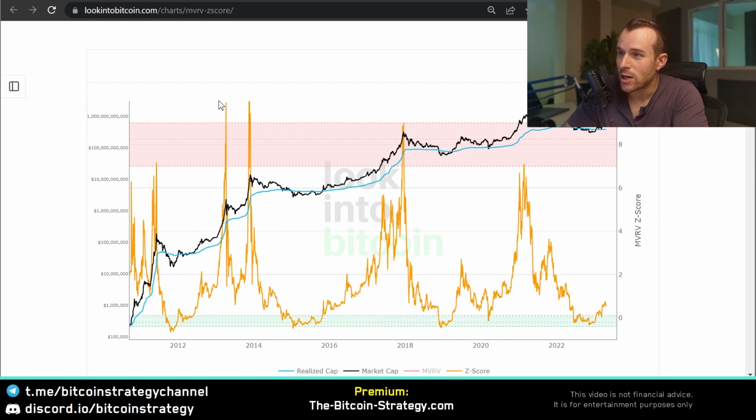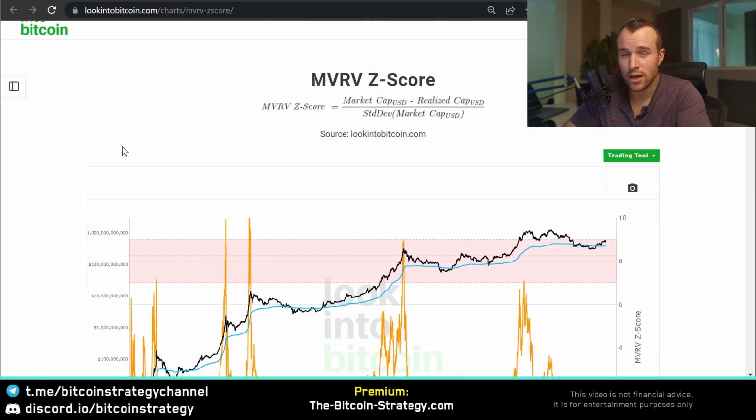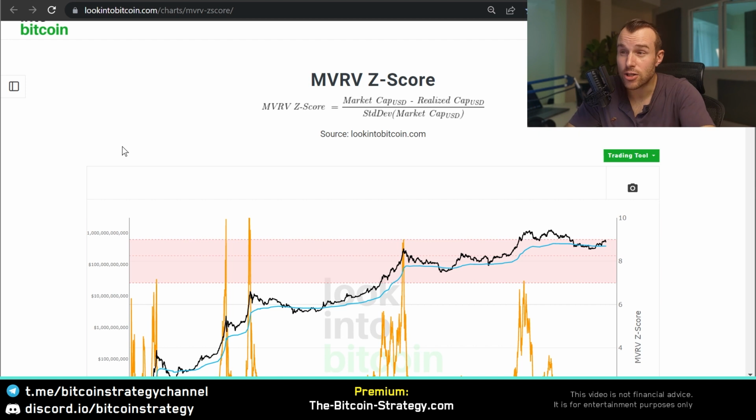But this model also tries to identify the tops, and it does a somewhat okayish job at this, right? In the recent peak in 2021, it didn't go as high as in the past. But the idea is here that you try to figure out how much the price is extended from the realized price. So how much are people actually in profit? And you put this in relation to how much Bitcoin is in general moving at the time. How volatile is the price? Or what's the standard deviation of the price?